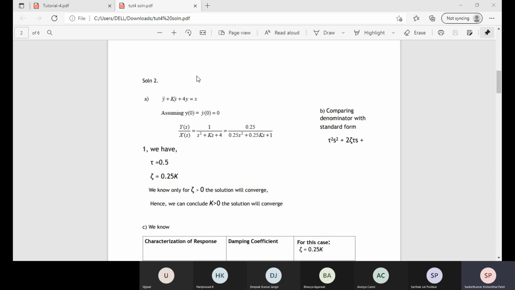As we have done in the previous question, we first need to take the Laplace transform, and since the initial values are 0, we obtain a form like this. As in standard form, we need to convert it so that we have 1 at this place. For the second part, for which values of zeta the solution will converge, on comparing with the standard form, we obtain tau equal to 0.5 and zeta equal to 0.25 k.